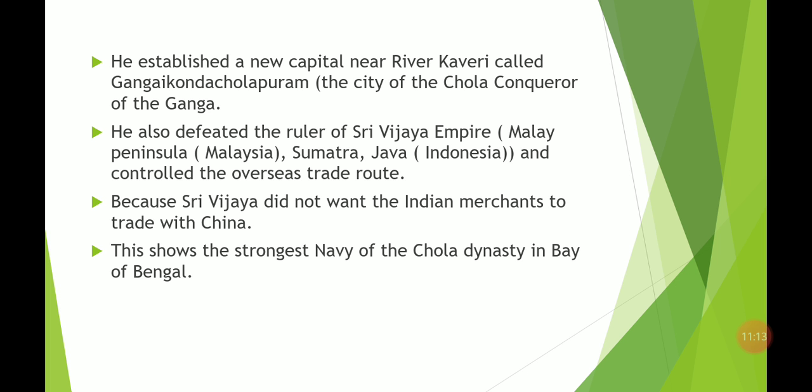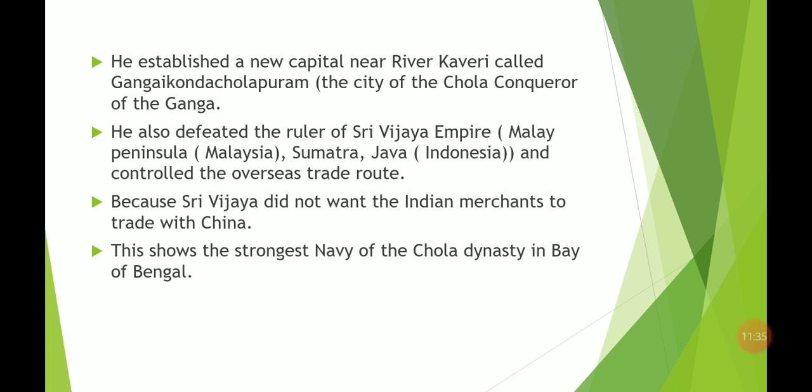So this all shows the expansion area that Raja Chola conquered, as well as his son Rajendra Chola, the vast empire that he conquered and annexed. That shows the Chola dynasty's rule and extent.